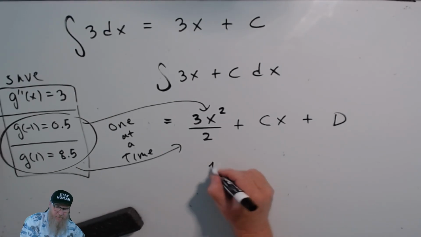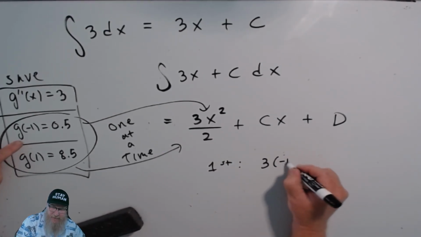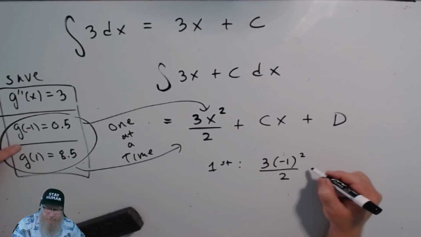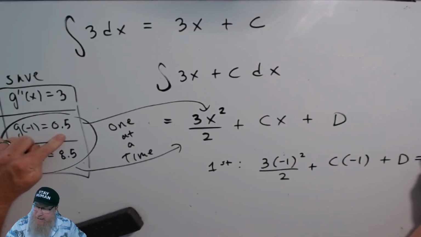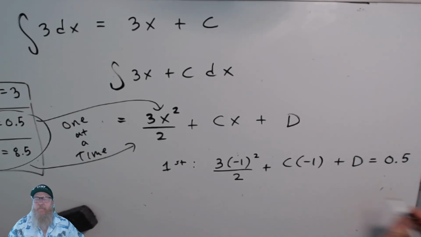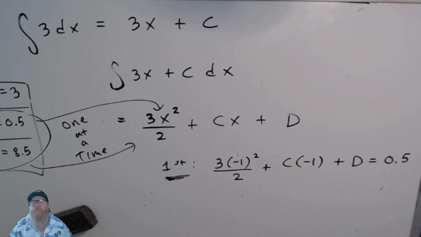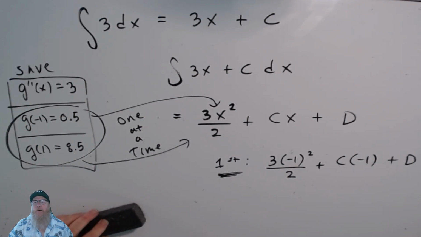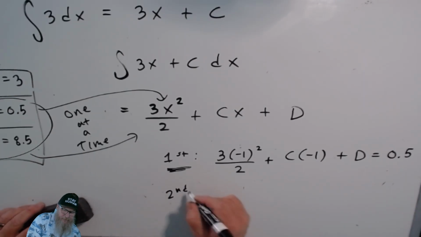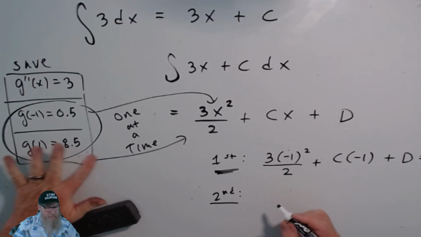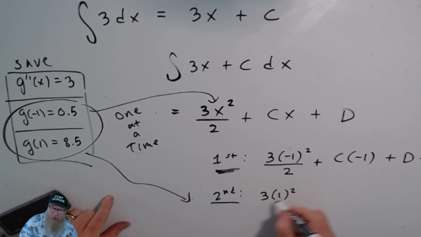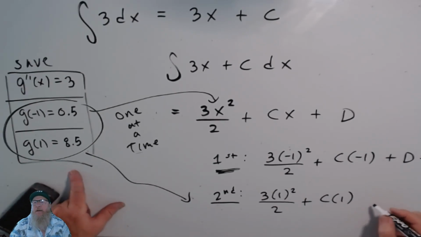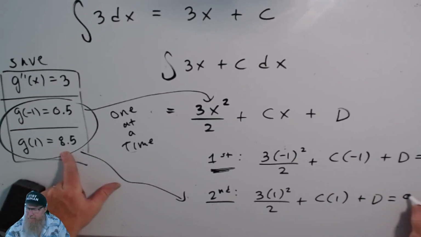All right, so the first one, 3 times negative 1 squared over 2 plus c times negative 1 plus d equals 1/2. That's our first equation. Sorry that I'm cutting off the board here. Second equation. I'm using this point. So I've got 3 times 1 squared over 2 plus c times 1 plus d equals 8.5.